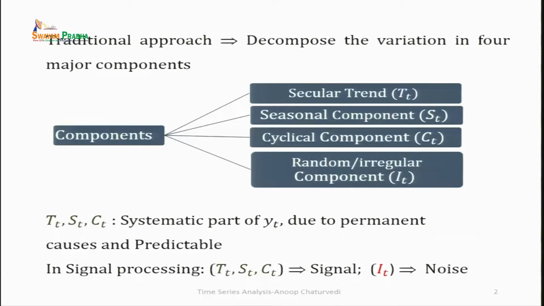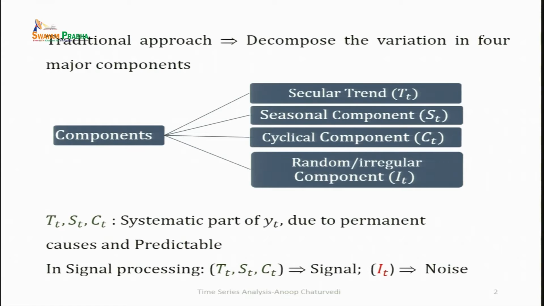secular trend, seasonal component, cyclical component, random component or irregular component. We denote the secular trend by T_t, seasonal component by S_t, cyclical component by C_t, and random or irregular component by I_t. We have to decompose the time series into these four components. What are these components? That I am going to discuss in detail later.